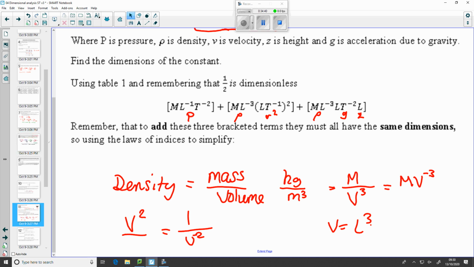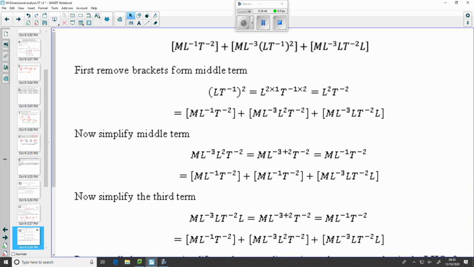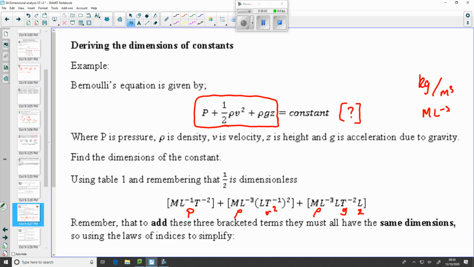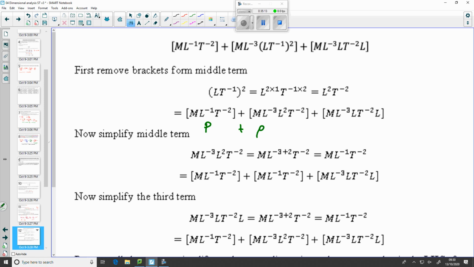Anyway, going on to my next page, because I couldn't fit it all on that page. There's that expression again. So that bit was the pressure, P, plus rho V squared, velocity squared. So that's rho, that's V squared, and they're multiplied together. And that's plus, and that's rho as well, and that is gravity, and that is z for length or height.